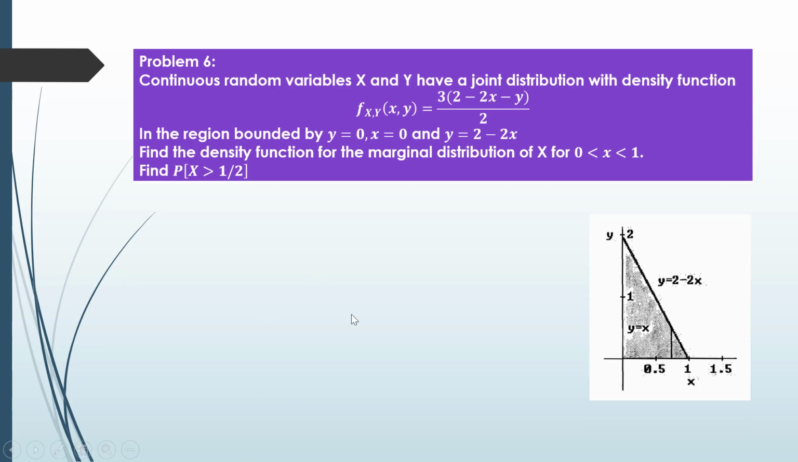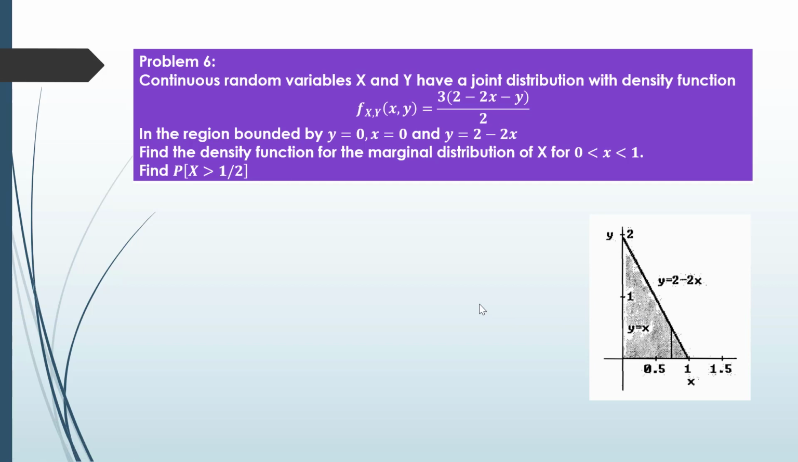So first things first, we should make the picture. Here we make the picture: y equal to 0 is the x-axis, x equal to 0 is the y-axis, y equal to 2 minus 2x is this line, and we want to make sure that x goes from 0 to 1. Fortunately, the line y equal to 2 minus 2x crosses the x-axis at the point (1, 0). So here's the picture, and we need to find the marginal distribution of x.